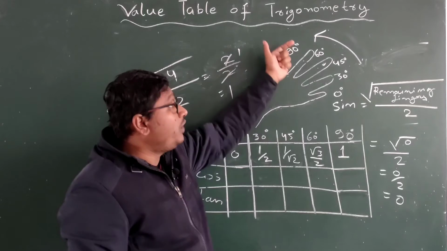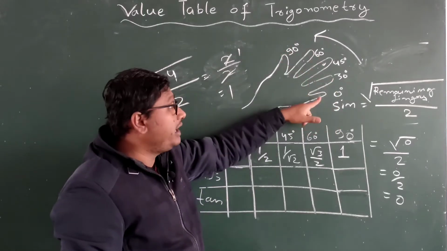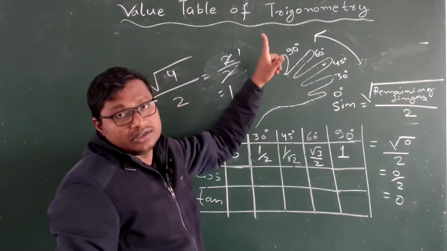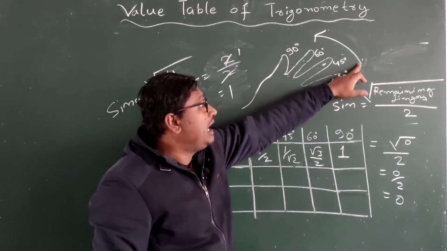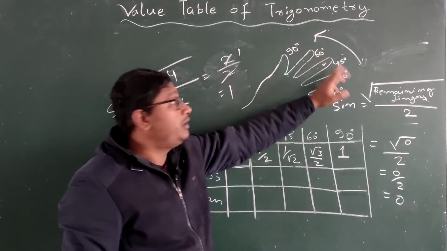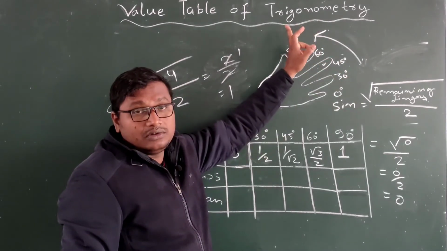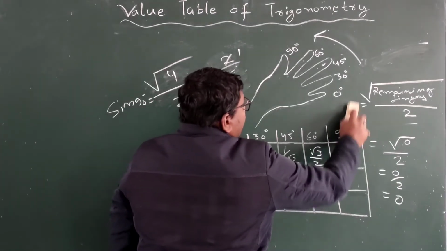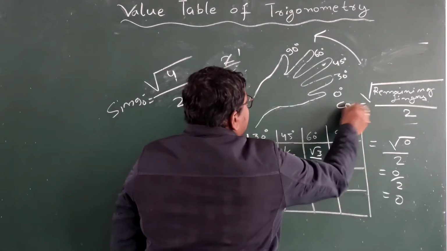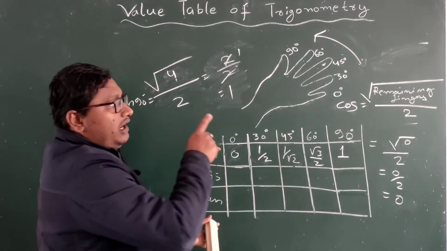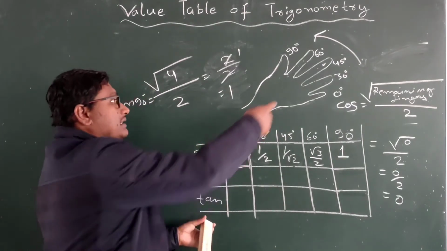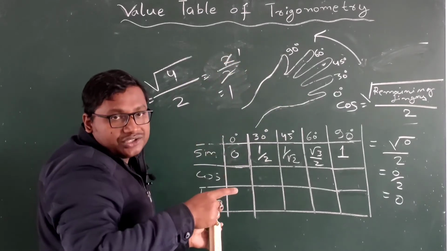In sine, we were going in the clockwise direction. That's why we were getting the fingers below. And this time we will be getting the fingers above. That's why I have drawn this arrow, meaning we will go in this direction. Now you see, the rest will be the same. For cos, the formula will be the same: root under remaining fingers divided by 2. But there is only one difference, this time it is the anti-clockwise direction.